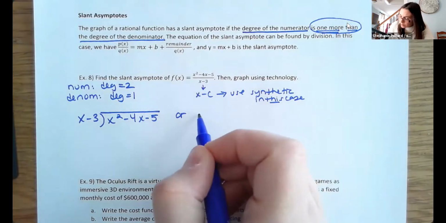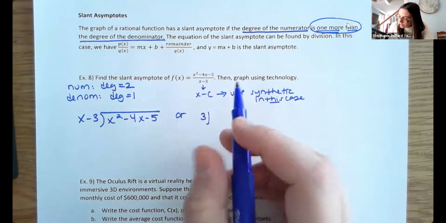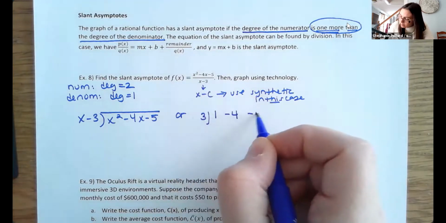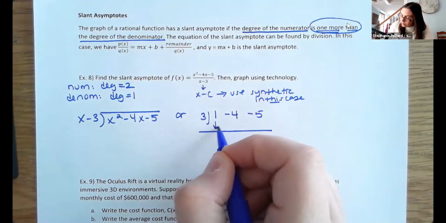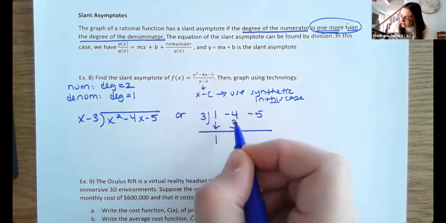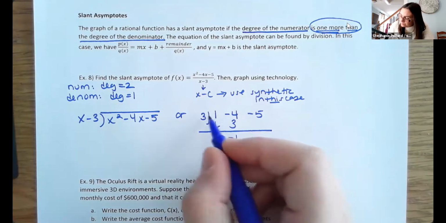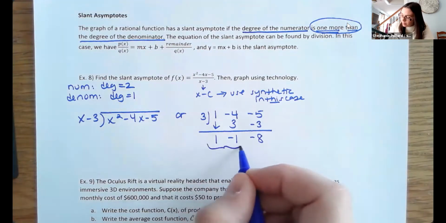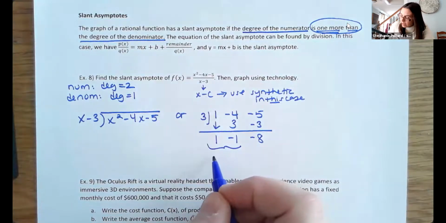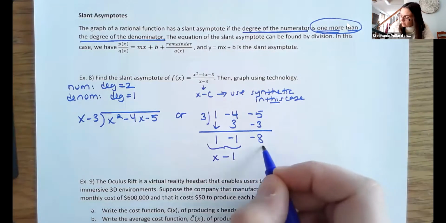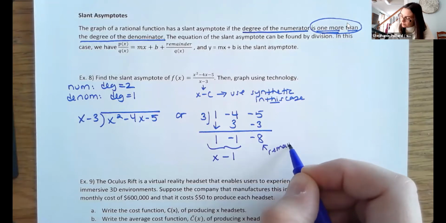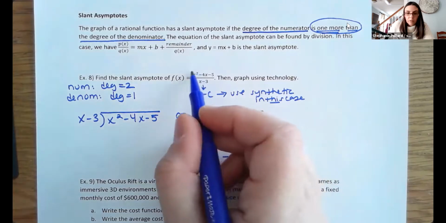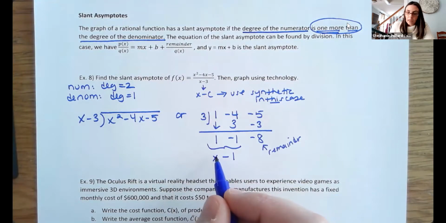So my c value here is 3. And then my other values would be 1, -4, and then -5. So I bring down the 1. 3 times 1 is 3. When I add, I get -1. 3 times -1 is -3, and I get -8. So this part becomes just 1x minus 1, and then this is my remainder. Remember, when using synthetic division, you start with 1 power less. Because my power up here was a 2, my answer starts with the power of 1.